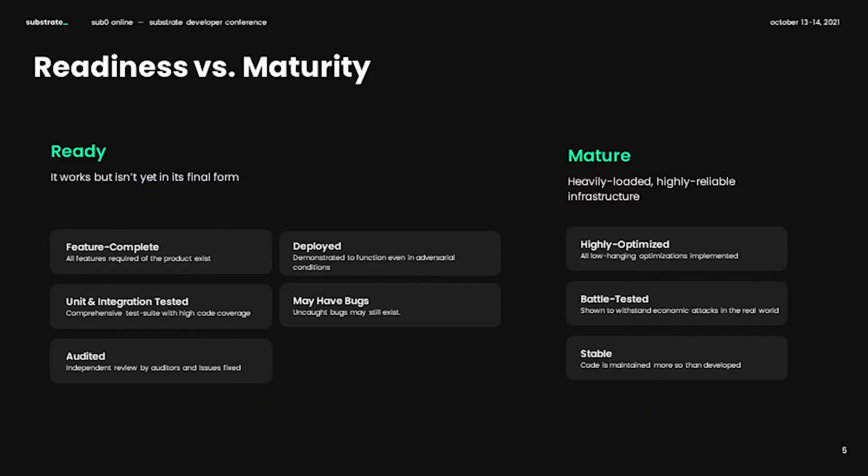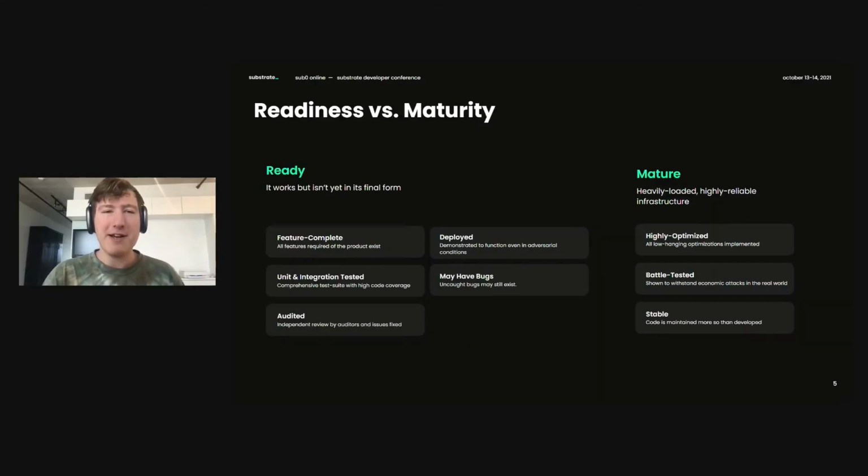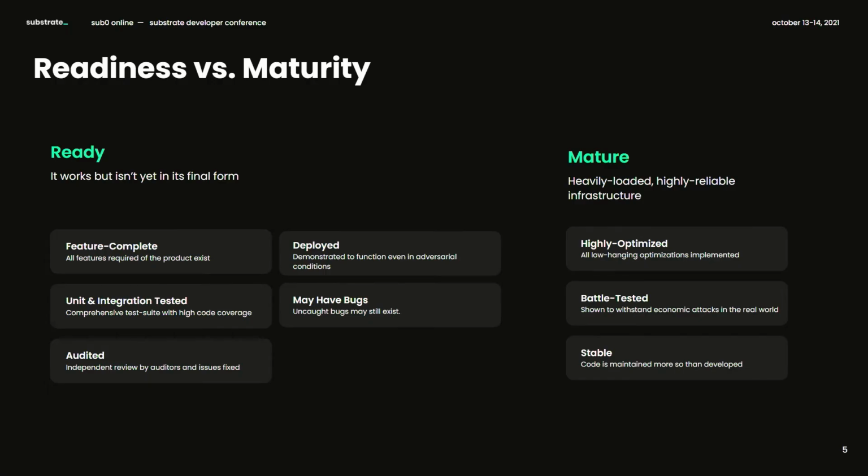So what does readiness mean versus maturity? What readiness means is that it works, but it isn't yet in its final form. The code is feature complete, right? It does everything that it's supposed to do. We've tested it to a very high standard, various different edge cases. We've seen that it has the correct properties. We do that for various different modules and also in the ways that we stitch together those modules.